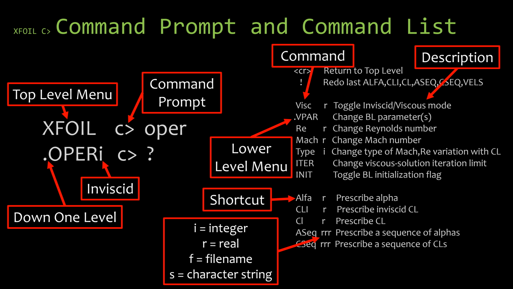So for instance, if I was wanting to perform an analysis of an airfoil at 5 degrees angle of attack, and I knew that the command to do that was alpha, and that I could feed it a parameter of degrees, then if at the command prompt I typed in alpha space 5 and hit enter, the program will actually perform that task, the analysis at 5 degrees angle of attack, based on the command that I entered at the command prompt.